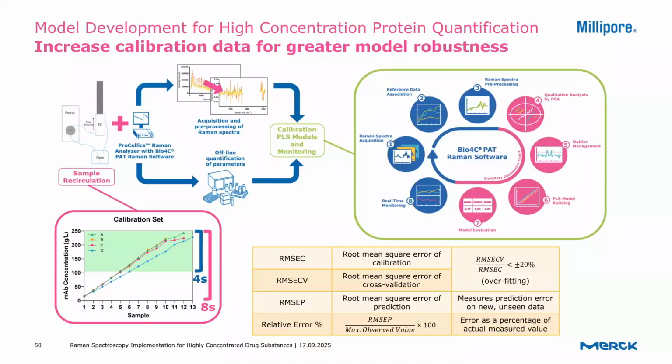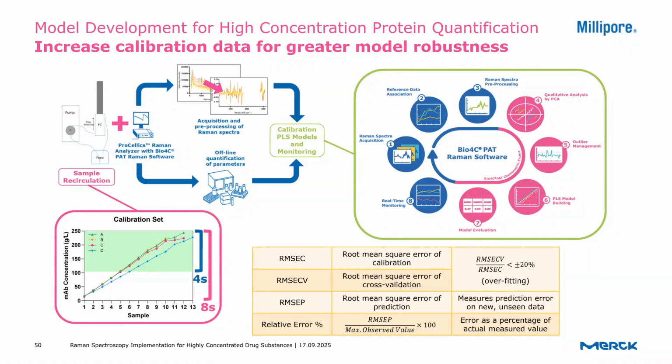Diving a little bit deeper into the workflow of generating these models, we can look at these two process flow diagrams. First, we start with sample generation, which consisted of the 3 MABs and 1 bispecific protein in the same formulation background, each with separate samples spanned across the concentration range of about 15 to 250 grams per liter. Spectra for these samples were generated through this recirculation loop with a pump flow rate of 0.5 mL per minute. With this setup, we created the calibration data for the 8-second and 4-second integration time models separately.